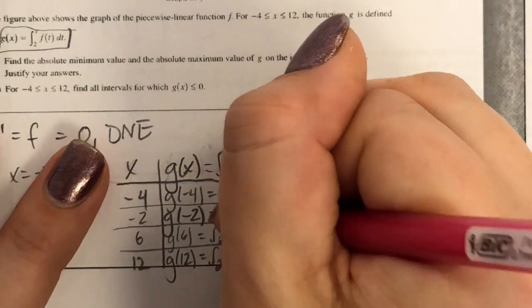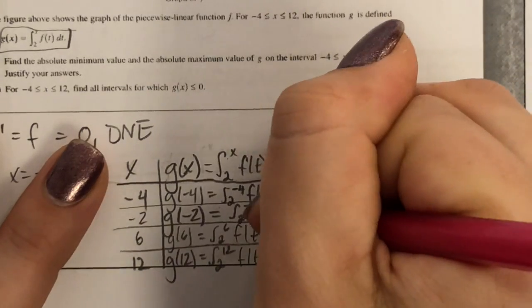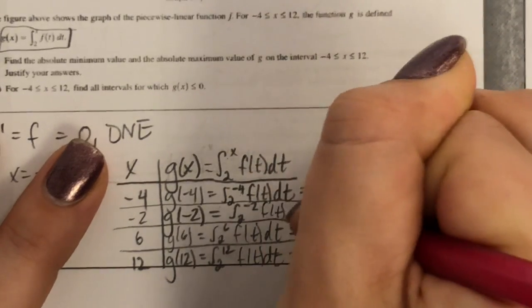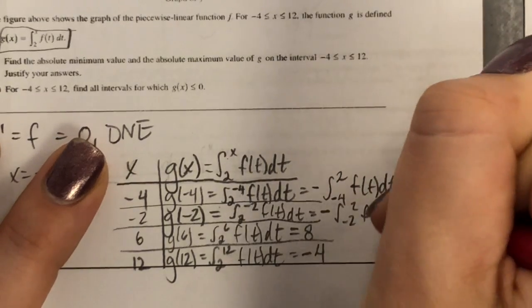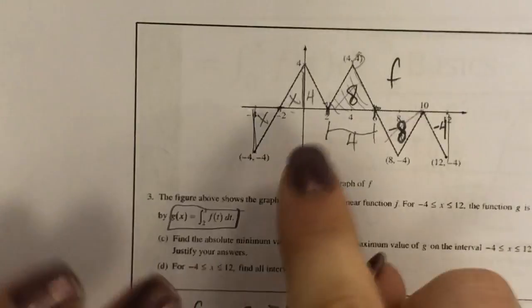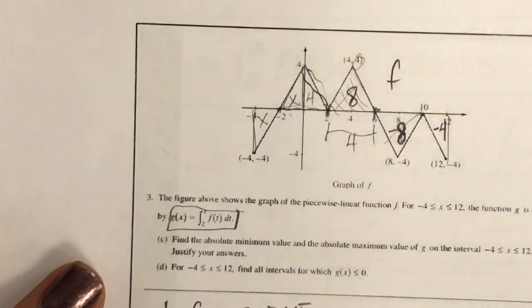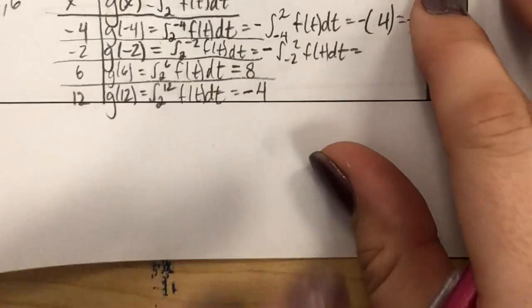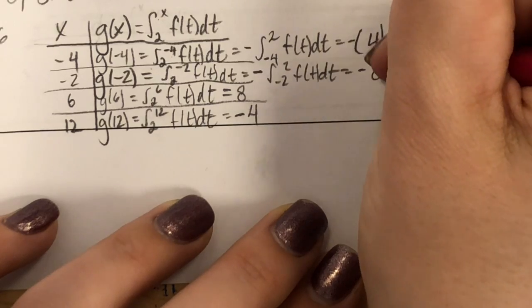All right, we're back. So I'm going to sub in. It's going to be the integral from 2 to negative 2 of f of t dt, which is the integral from negative 2 to 2 of f of t dt, with a negative in front. So negative 2 to 2, this is an area of 8. So this is going to be 8 with a negative in front because I had to reverse the limits of integration.